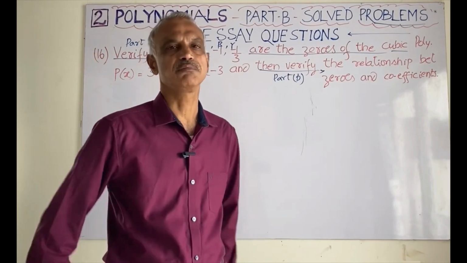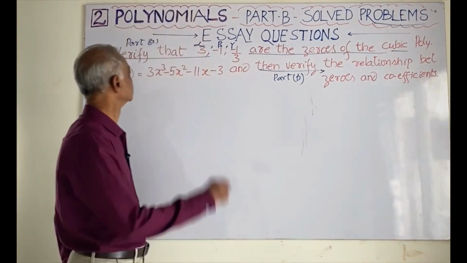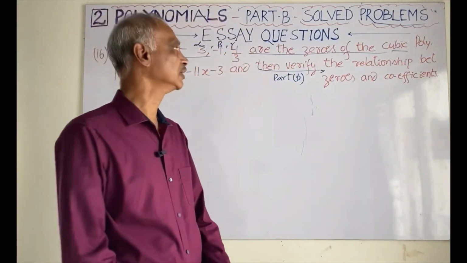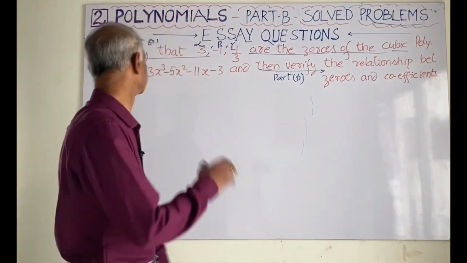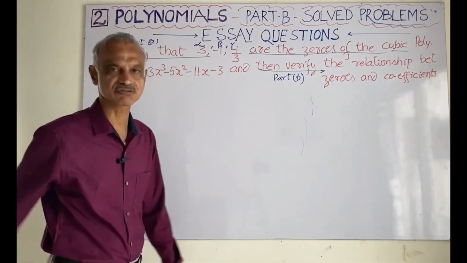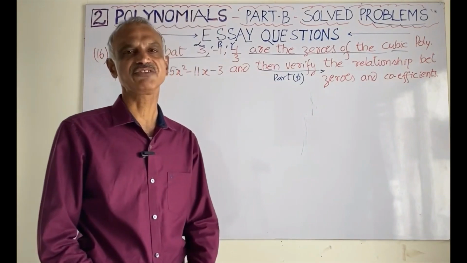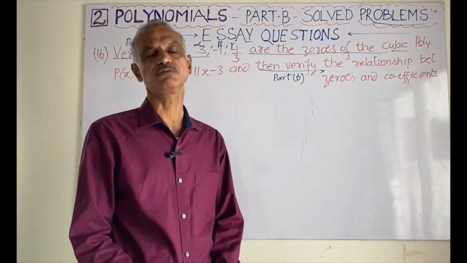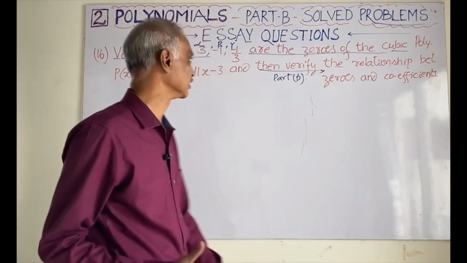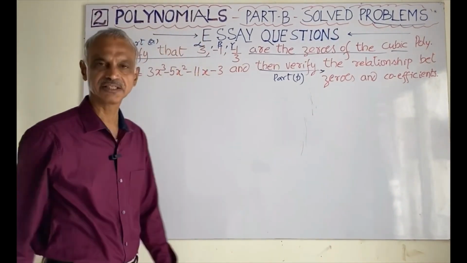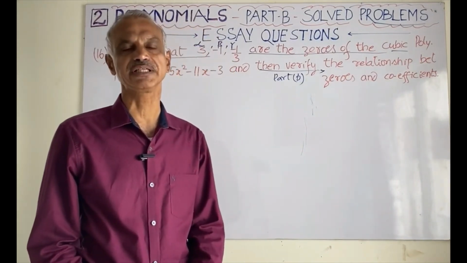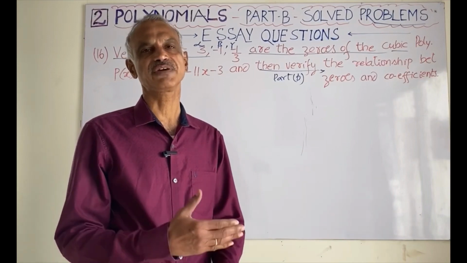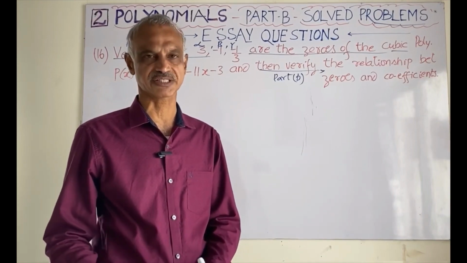We have the 16th problem. Verify that 3, minus 1, and minus 1 by 3 are the zeros of the cubic polynomial P of x equal to 3x cube minus 5x square minus 11x minus 3, and verify the relationship between zeros and coefficients. This problem will have two parts, part A and B. Part A is verify that 3, minus 1, minus 1 by 3 are the zeros of this polynomial. Next, part B is verify the relationship between zeros and coefficients.